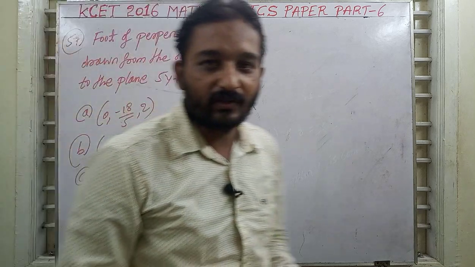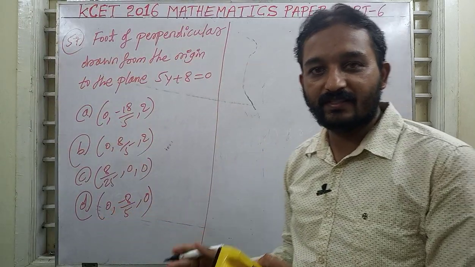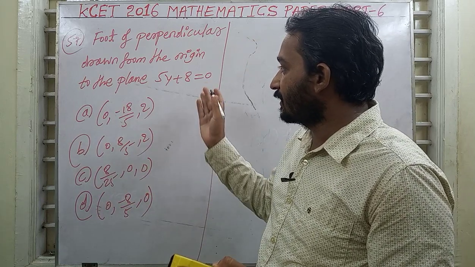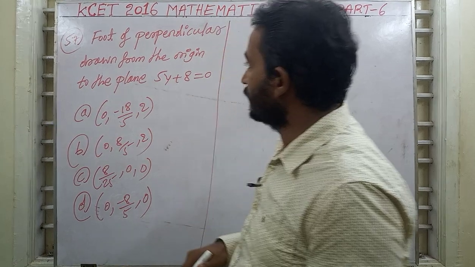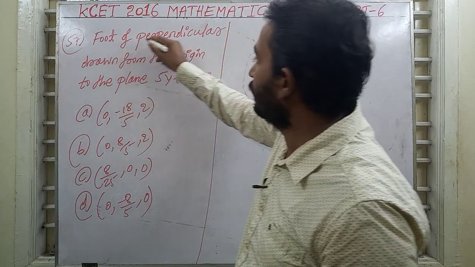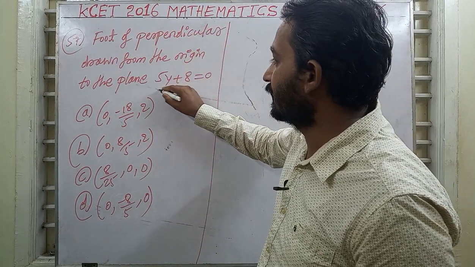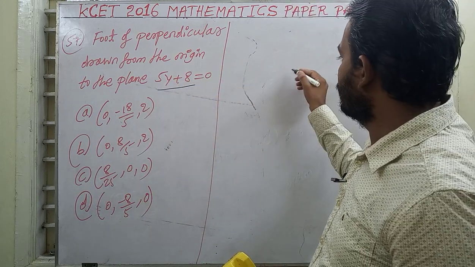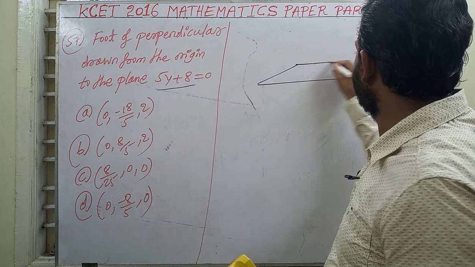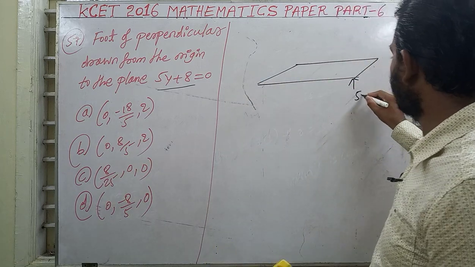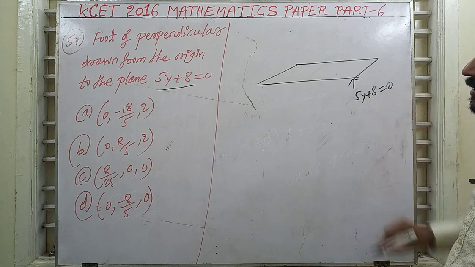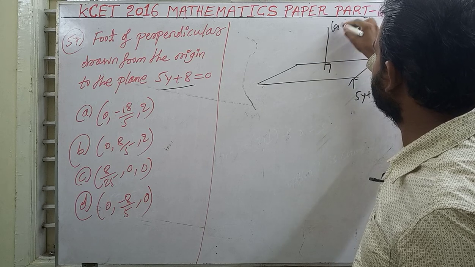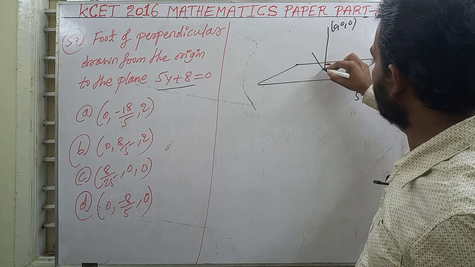So now let us move on to the next question, question number 57. This question is also based on chapter 3D. In this case we have to find the foot of the perpendicular drawn from the origin to the plane. We can find the answer to this question easily. One plane is given, 5y plus 8 is equal to 0. Draw the perpendicular line from the origin to the plane. So this is the foot. We have to find this foot.